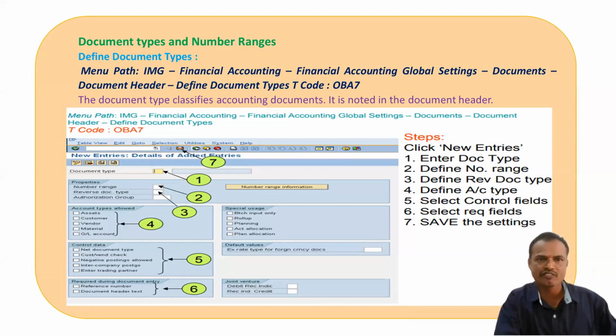For that, we have to select our document, SA, which means the general ledger document. And like that, we have multiple documents in the system. These are all predefined in the system. You have to check it. That's it. There is nothing to do here. You have to check that the document type and the number range are correct according to the SAP standard system. Once you confirm that all things are correct, you just go to the save button. Nothing else is there.